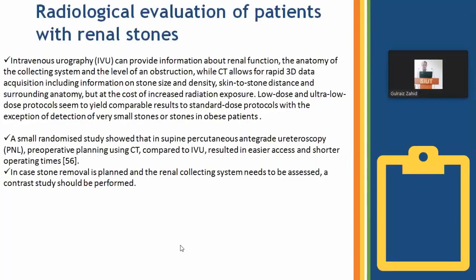Radiological evaluation of patients with renal stones. IVU can provide information about renal function, the anatomy of the collecting system, and the level of an obstruction, while CT allows for rapid 3D data acquisition, including information on stone size and density, skin to stone distance, and surrounding anatomy, but at the cost of increased radiation exposure. Low dose and ultra low dose protocols seem to yield comparable results to standard dose protocols, with the exception of detection of very small stones in obese patients.